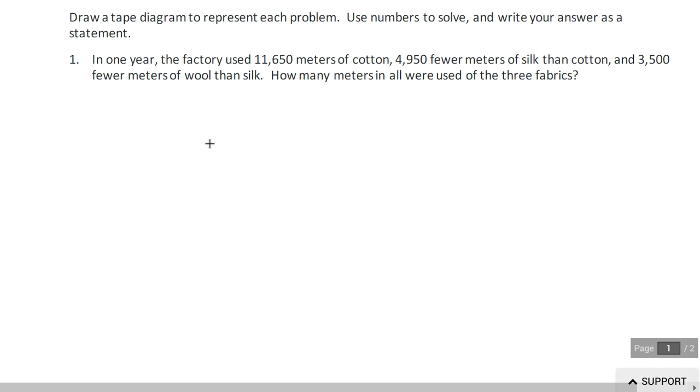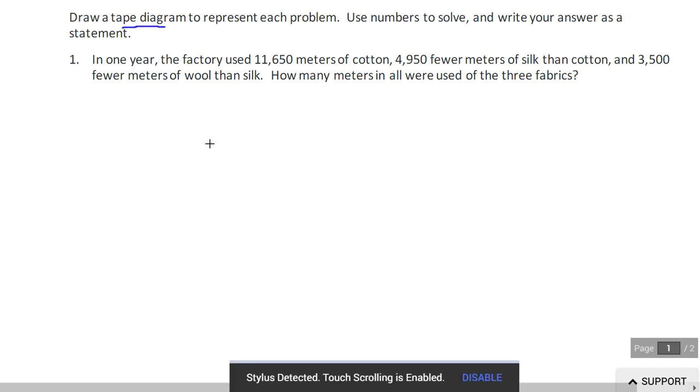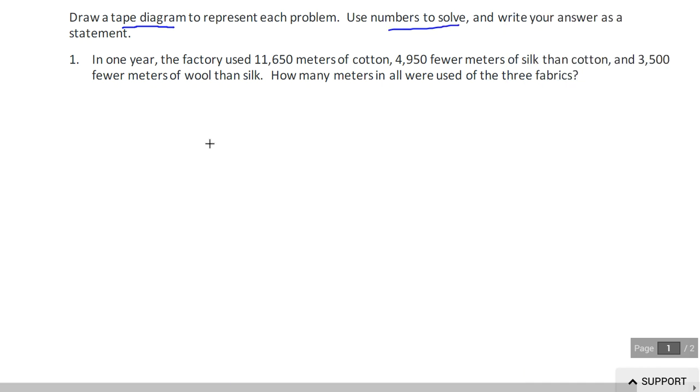Well, let's look at this one. One thing they want us to do is draw a tape diagram, use numbers to solve, and then write the answer as a statement. Okay, so let's look at the first one. In 1 year, a factory used 11,650 meters of cotton. That's 4,950 fewer meters of silk than cotton, and 3,500 fewer meters of wool than silk. How many meters were used in all for all three fabrics?